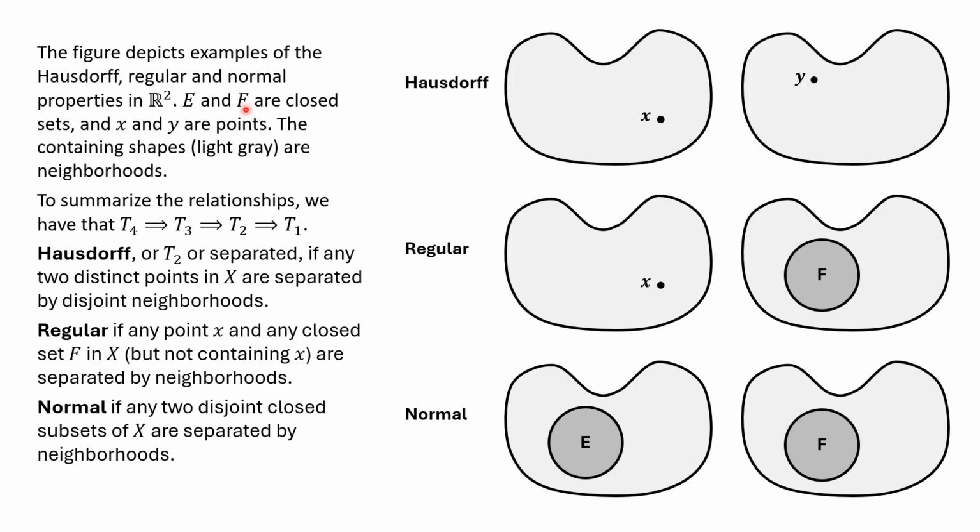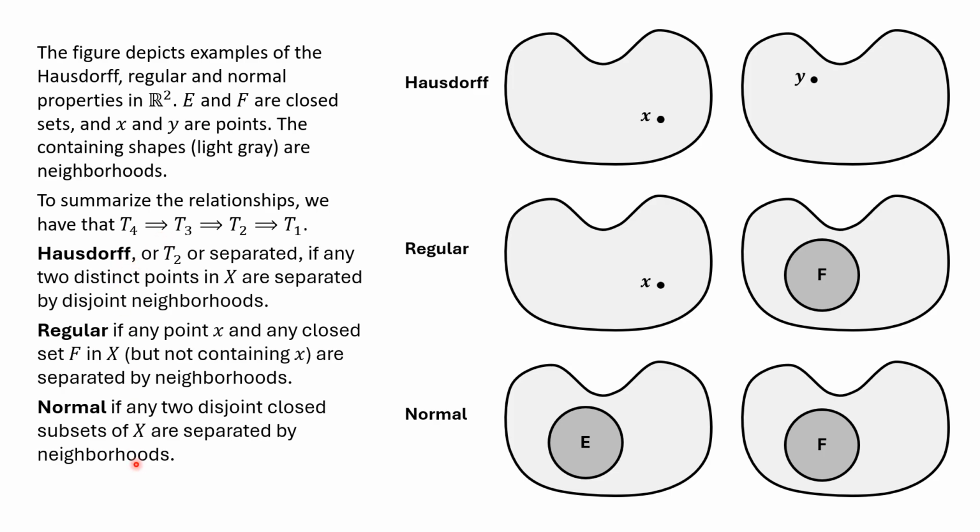We have a few examples here, sort of high-level diagrams, I guess you would call them. And they exhibit Hausdorff, regular, and normal. The E and F in these diagrams are closed sets. X and Y are points, and these light gray areas are neighborhoods. So each one of these squiggly things is a neighborhood. And just to summarize from the previous slide, T4 implies T3, implies T2, implies T1.